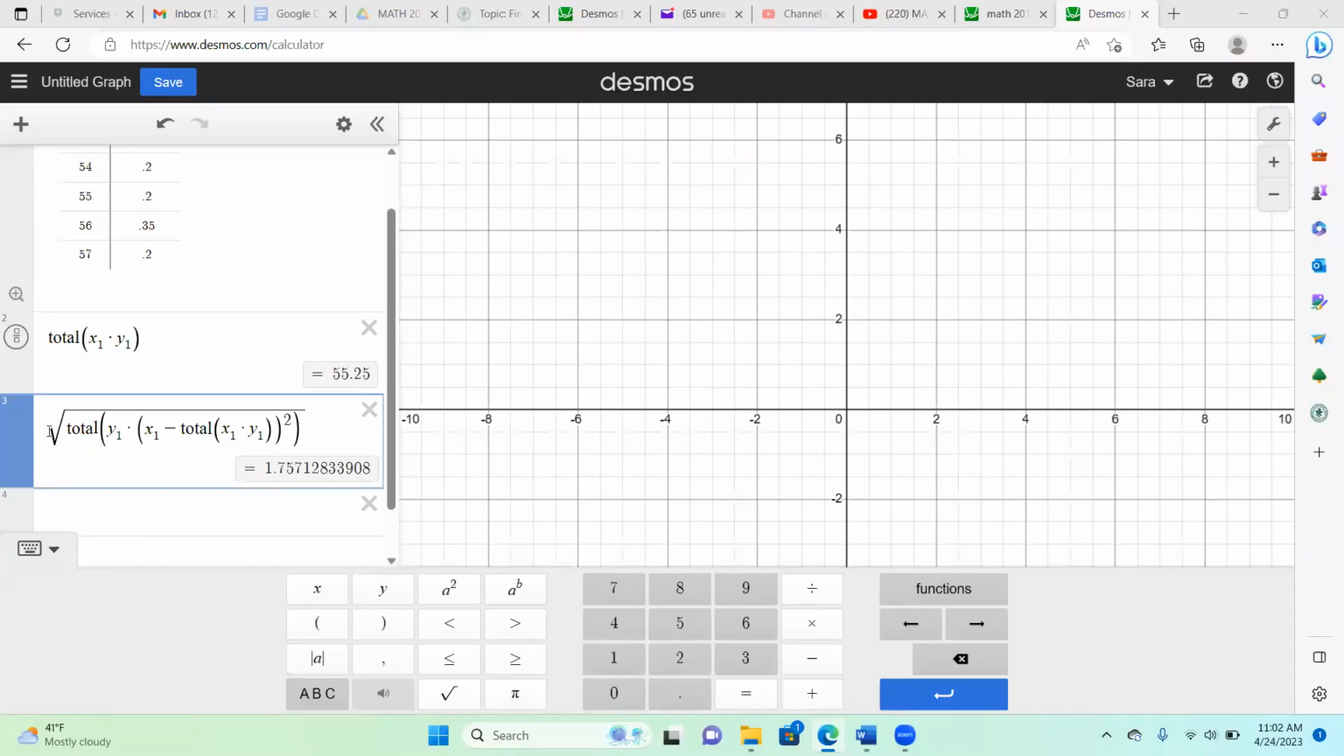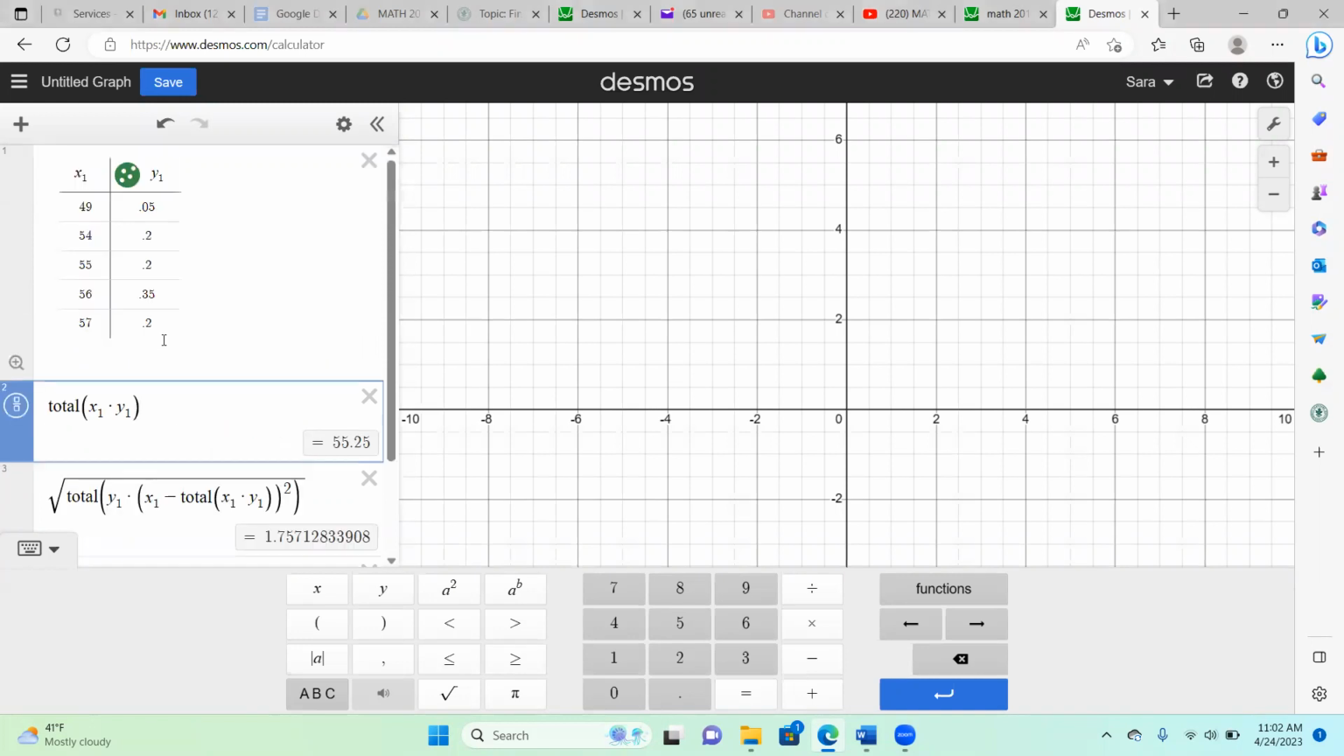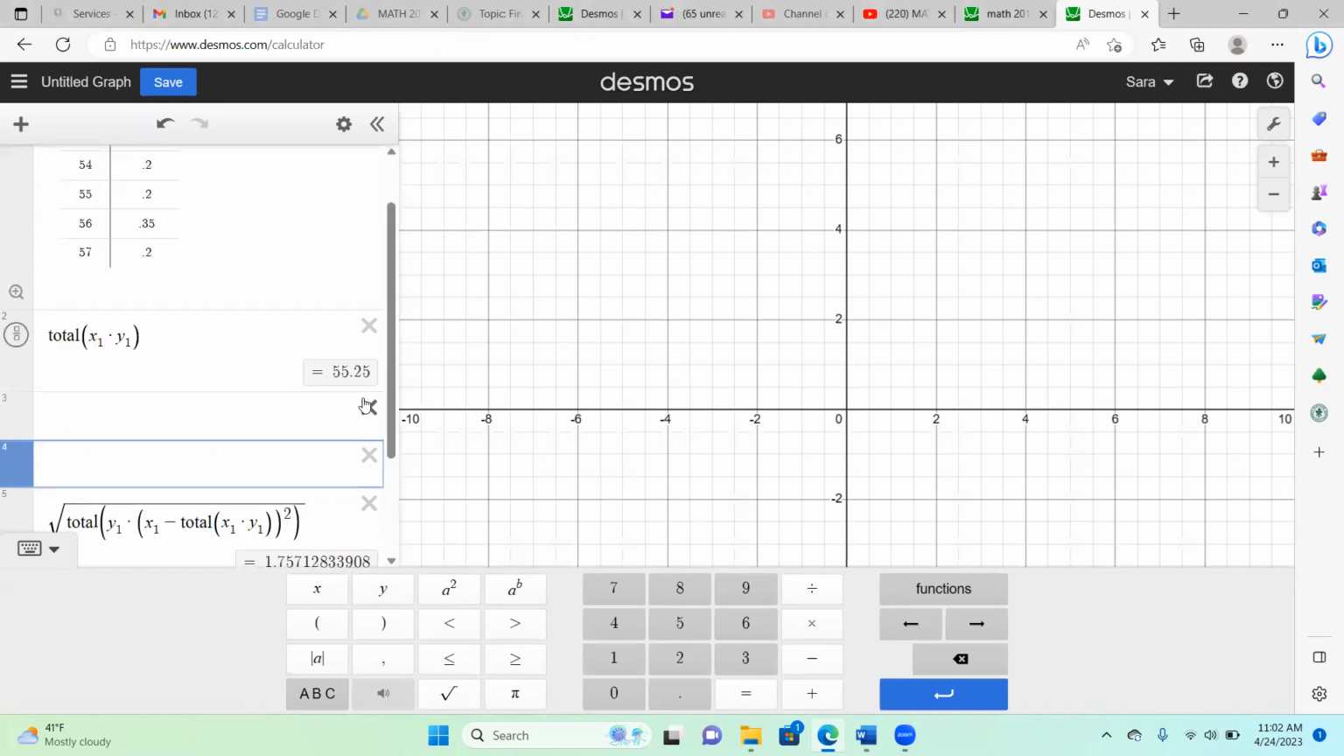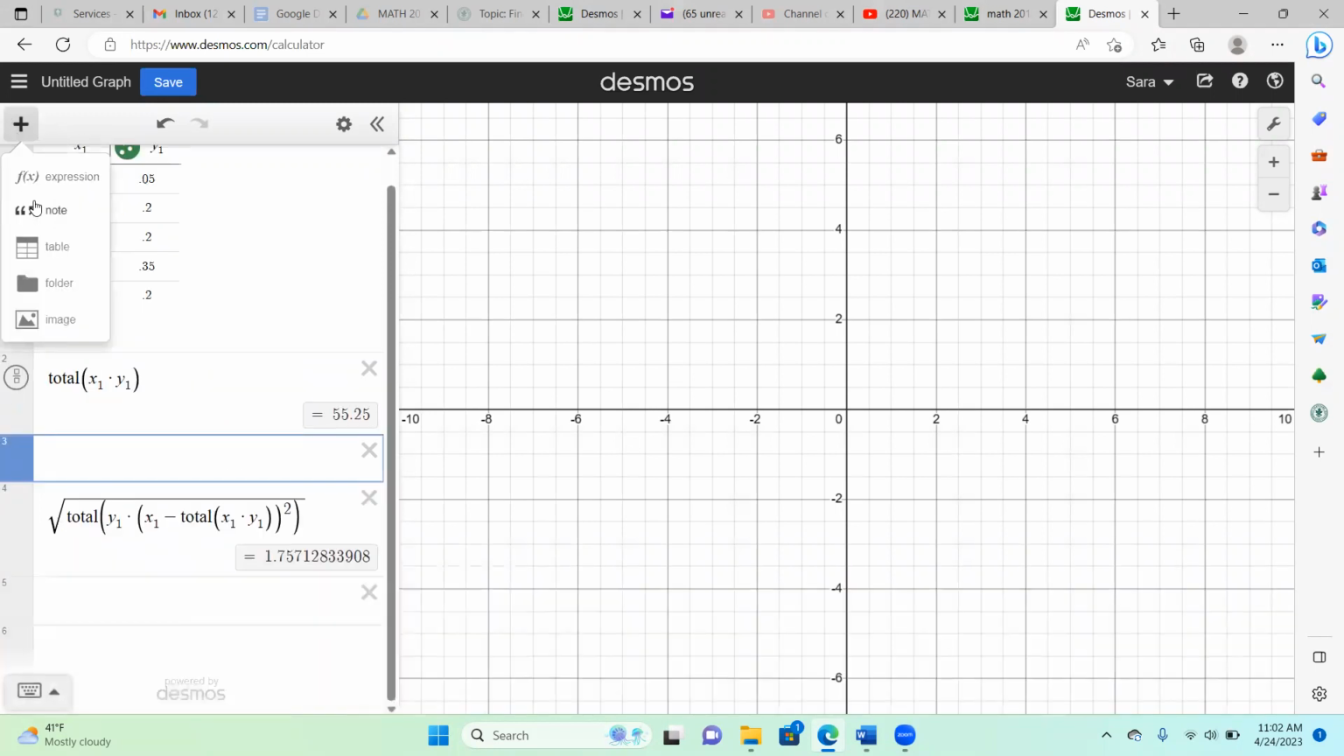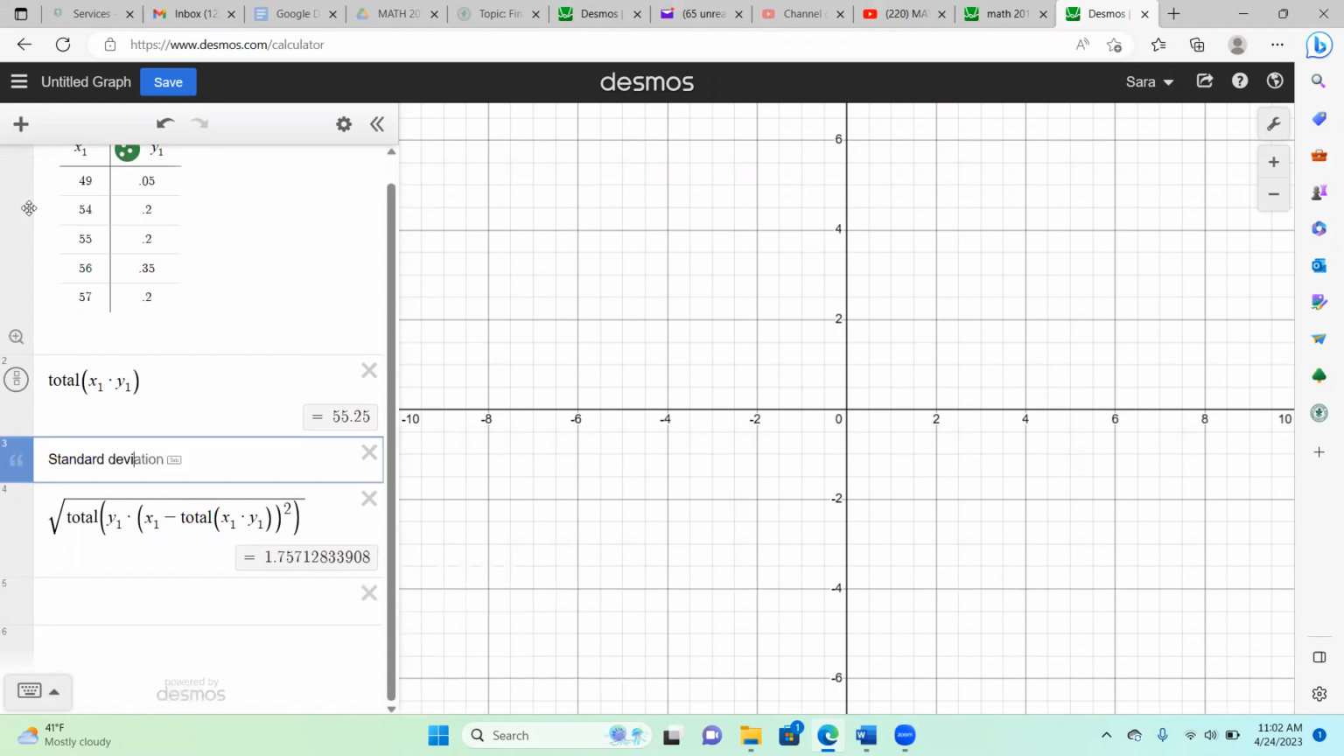I apologize. Here is the correct formula for the standard deviation. I'm going to just put this as a note. We did it in lesson 4.2, I believe, as well. But I wanted to just throw it out there so that you have it. And I will put this link in the review as well. So standard deviation is 1.757 candies.